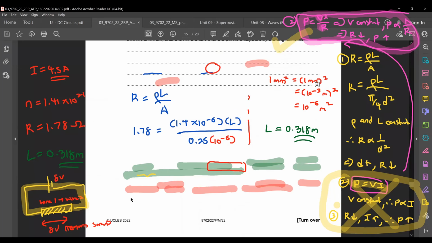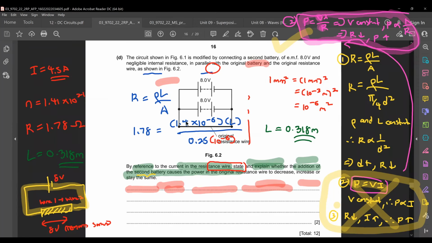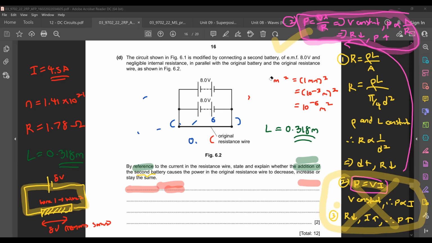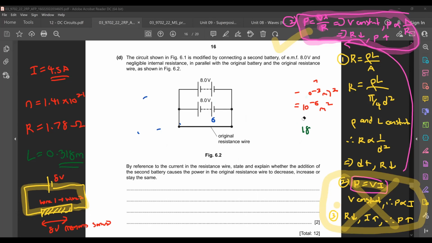Okay, then after that, you look at the other part. There's another part to this question, this one under question D. All right, question D, they tell you the circuit shown in figure 6.1 is modified by connecting a second battery of EMF 8 volts and negligible resistance in parallel with the original battery and the original resistance wire. By reference to the current in the resistance wire, state and explain whether the addition of the second battery causes the power dissipated in the original resistance wire to decrease, increase, or stay the same.